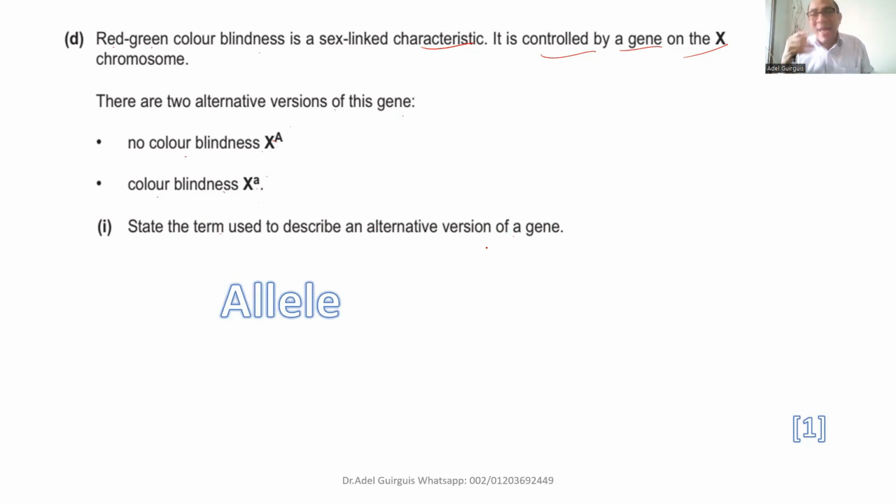A, B, O alleles. Three different alleles for one gene, the gene for blood group in human, for example. Okay? But here, these alleles are found on the X chromosome. I mean, this is a sex-linked characteristic.